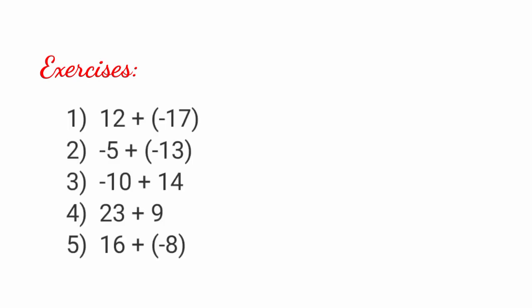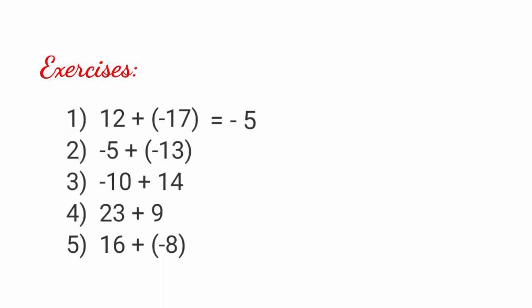Now let us apply the two easy rules in adding integers. Number 1. Positive 12 plus negative 17. Now this belongs to rule number 2 since they have different signs. That means to say we have to subtract 17 and 12. The answer is 5. Now the larger number is 17, having the sign of negative. Therefore, our final answer is negative 5.